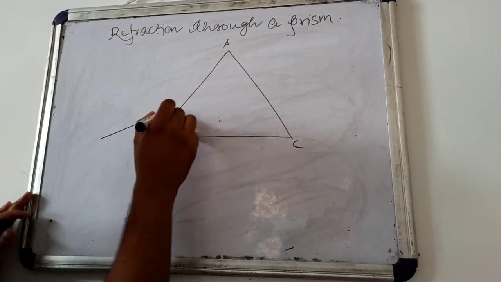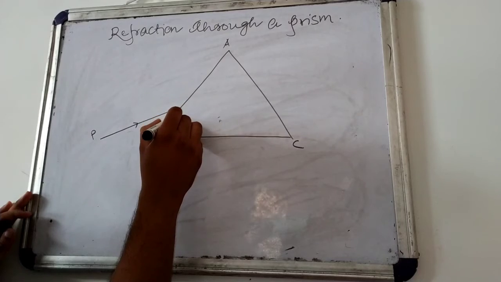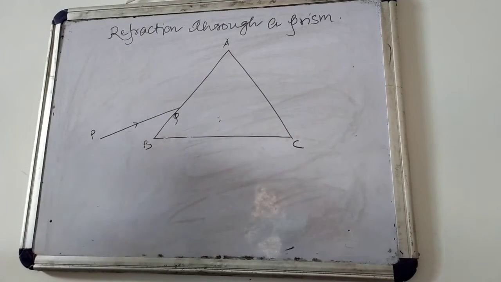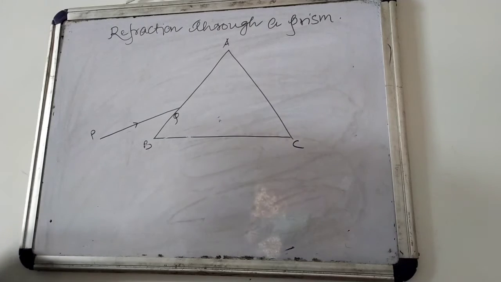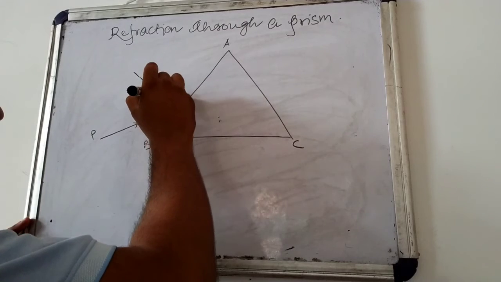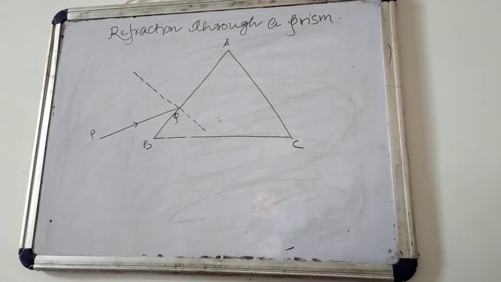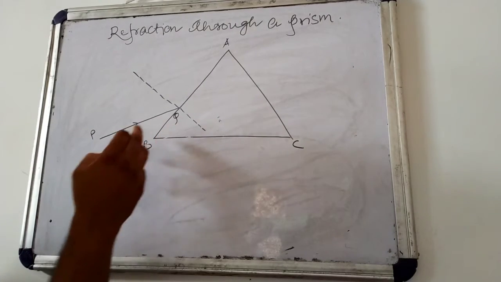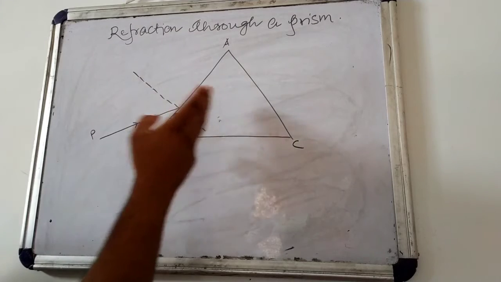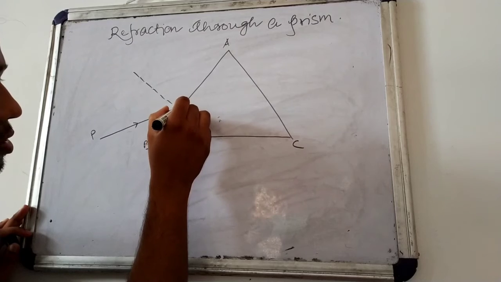Suppose an incident ray, we mark it as PQ. Okay, this ray is incident at the point Q of surface AB. Then at the point of incidence we draw a normal. So since this ray PQ is refracted from air to glass, then after refraction it will bend towards the normal.